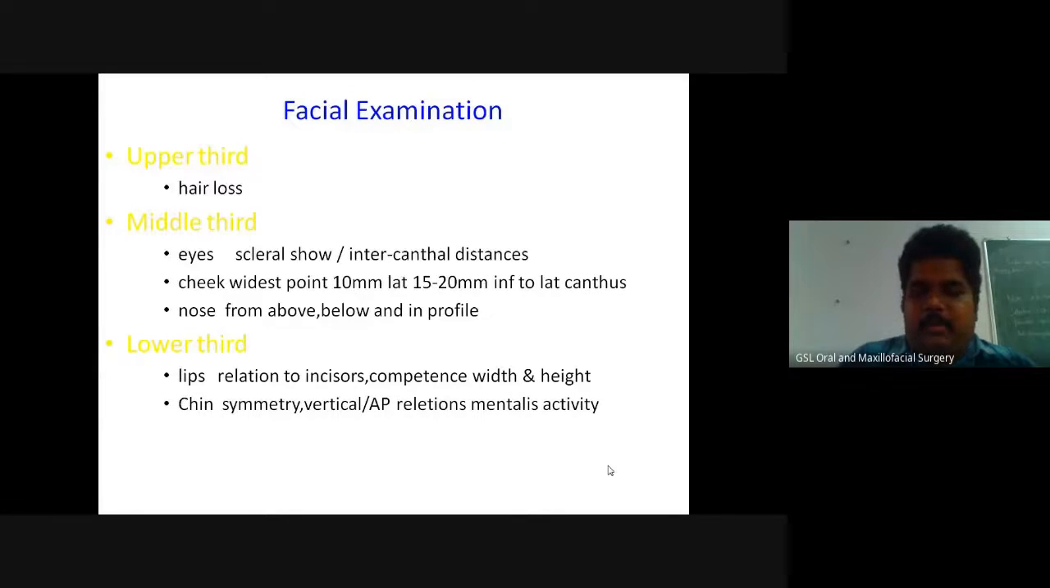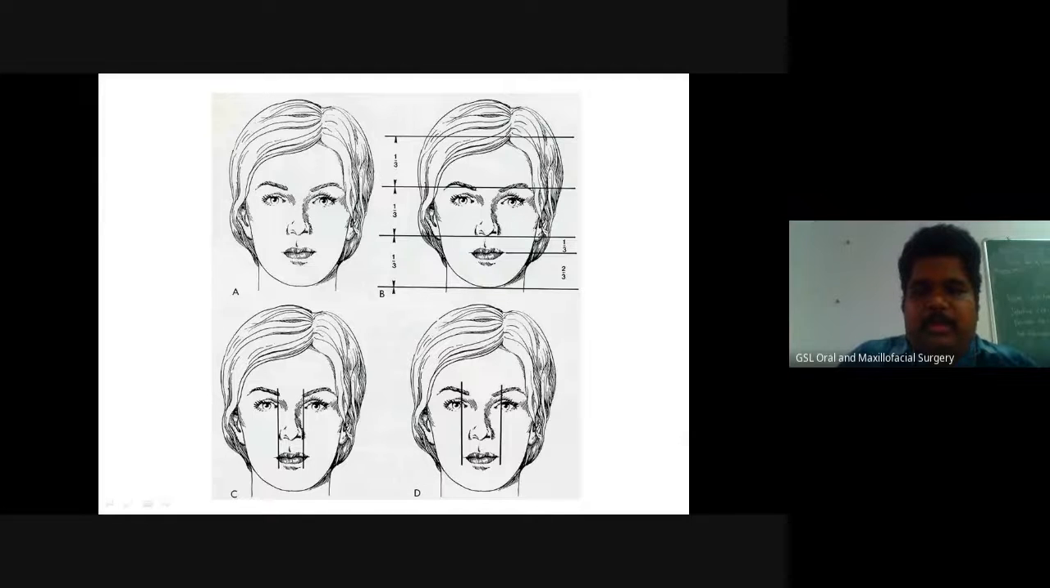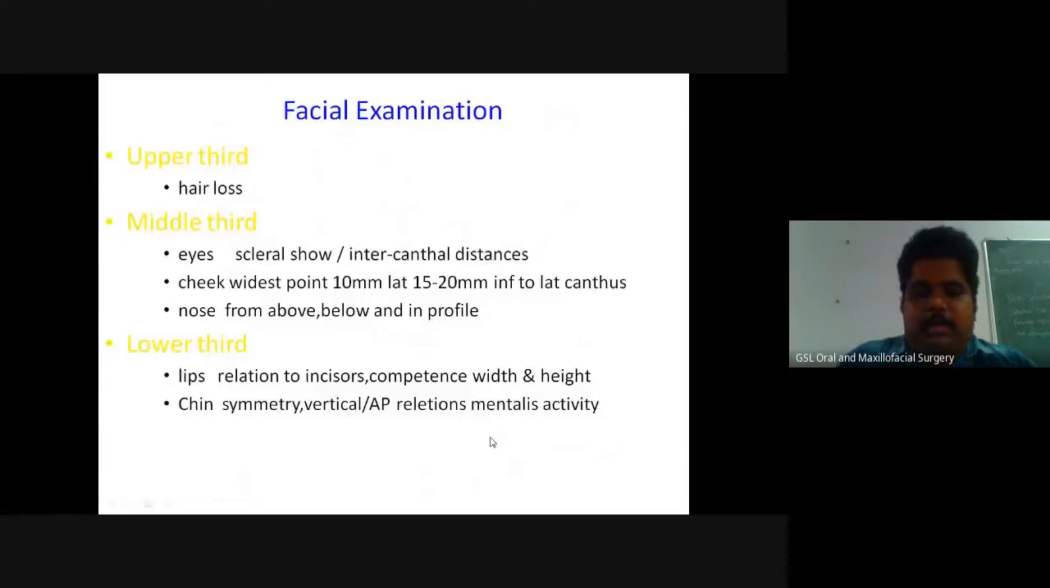When you go to the middle third, you need to see the distance from the tip of the nose to the glabellar point. You need to see the distance between the canthi on either side, and you need to see the interpupillary distance, whether they are in coordination with the nape of the patient. In the lower third, you need to see the relationship of your lower lip with relation to the incisors, and whether both the lips are competent or not.